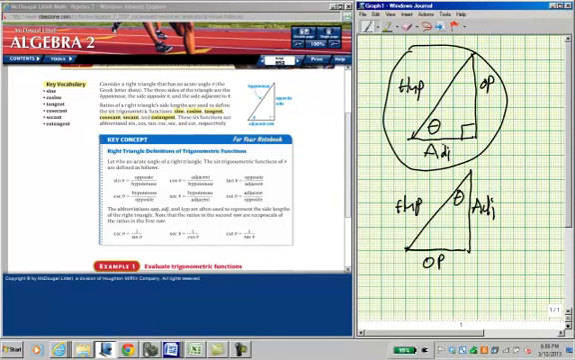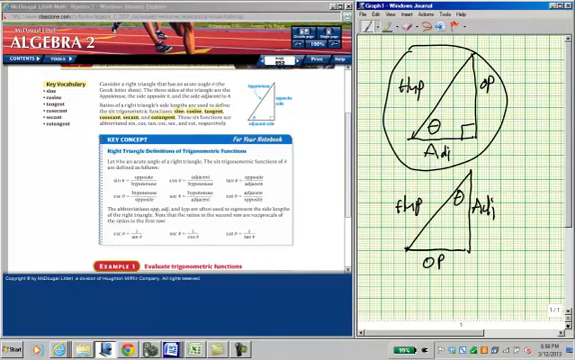Now, no matter how big the triangle is, if this angle is the same, then the ratio is always going to be the same. So the sine, cosine, and tangent are the same for a particular angle. They never change. The cosecant is the inverse of the sine. In other words, it's the hypotenuse over the opposite. The secant is the inverse of the cosine, hypotenuse over adjacent, and the cotangent is the inverse of the tangent, adjacent over opposite.